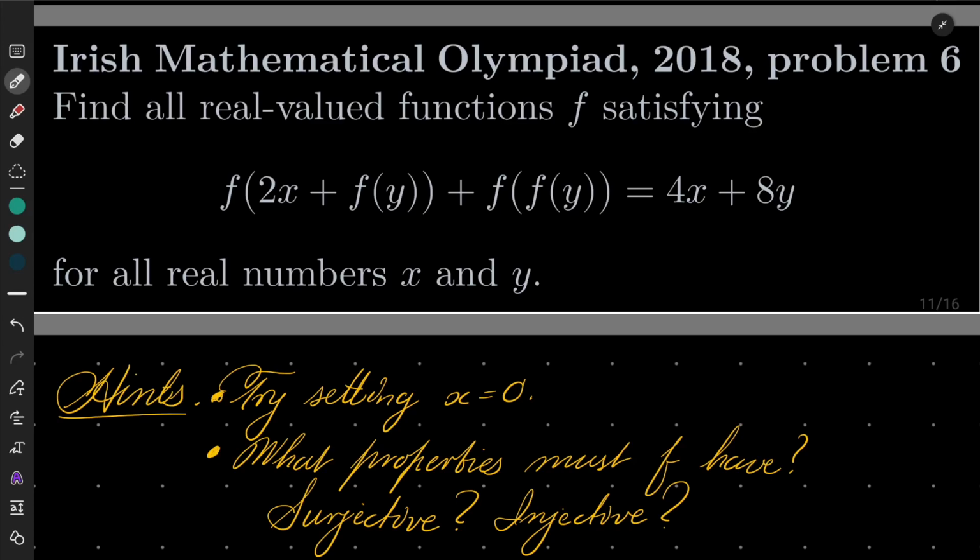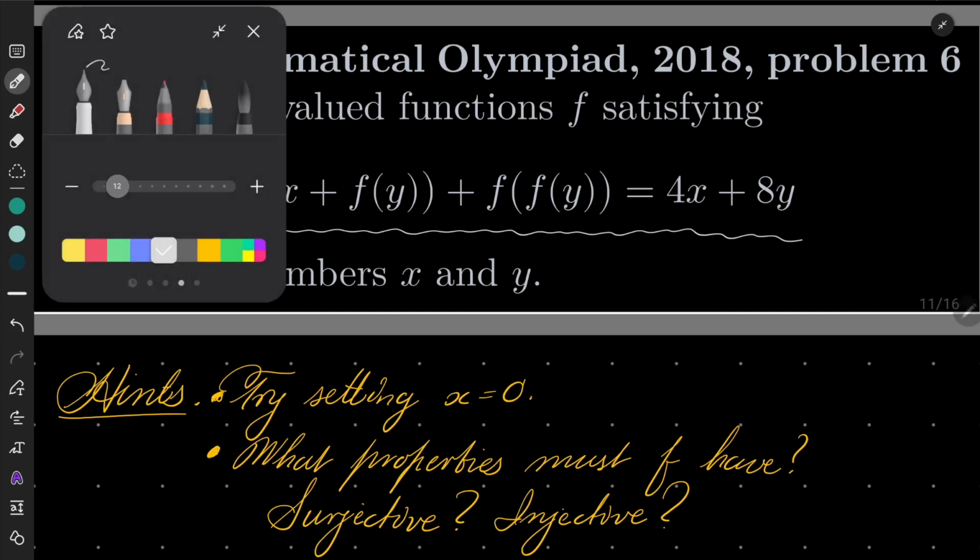Hello friends, in this video I'd like to solve the following functional equation from the Irish Mathematical Olympiad 2018, problem number 6. We wish to find all real-valued functions f satisfying the following equation: f of (2x plus f of y) plus f of y equals 4x plus 8y.